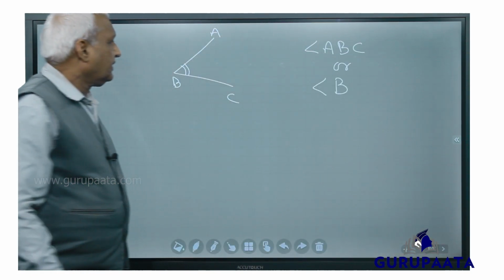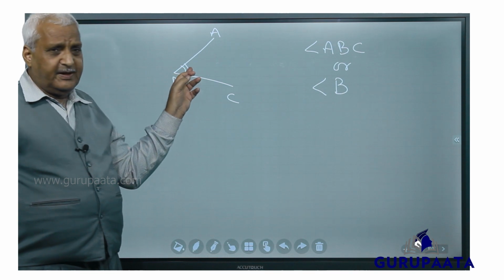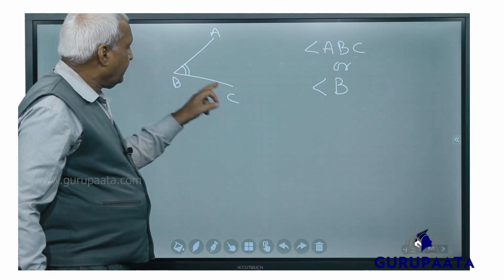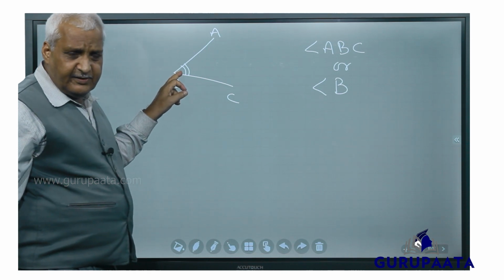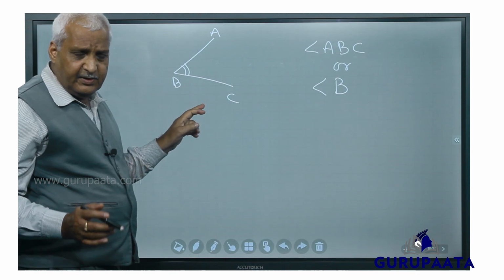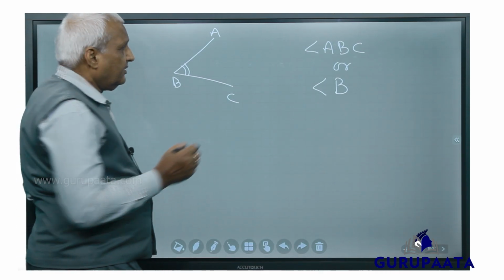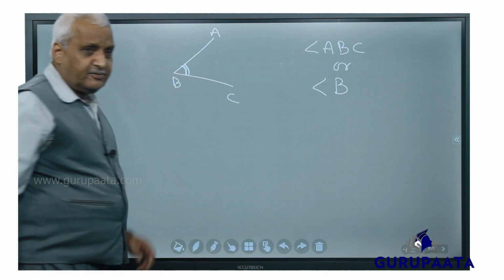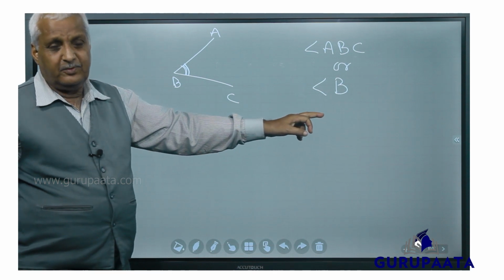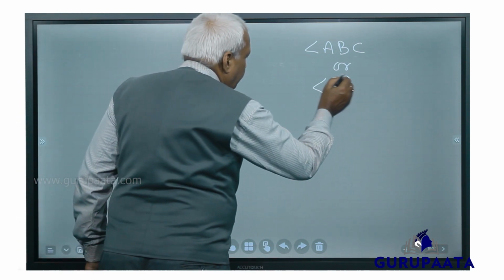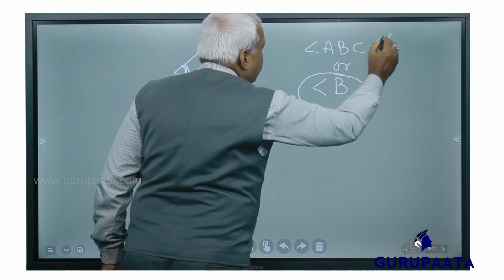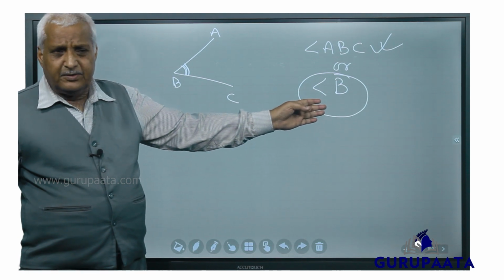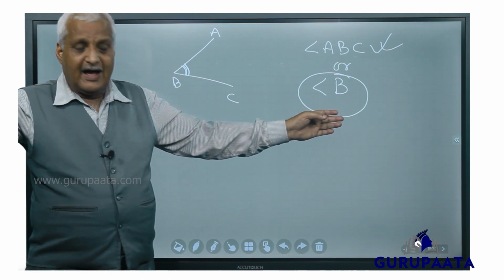Next, this angle should be mentioned like this, A, B and C. Which angle we want to denote, that should be in the center. It should be in between three alphabets. So, A, B, C means this angle. In short, we can write angle B also, but you don't use this one, use this one only. This will be used in higher classes, not in sixth class.